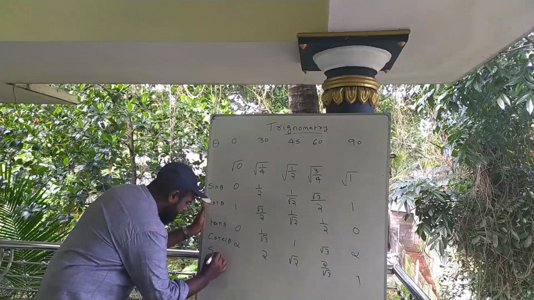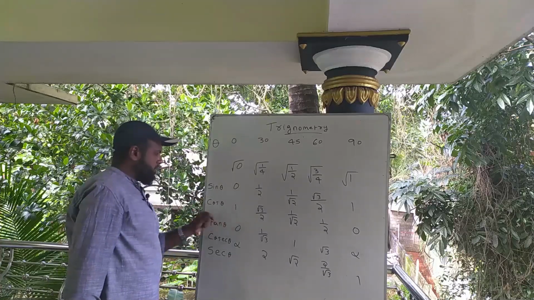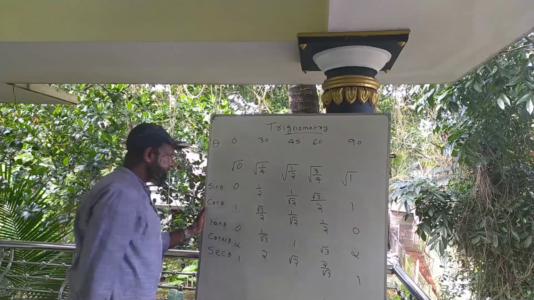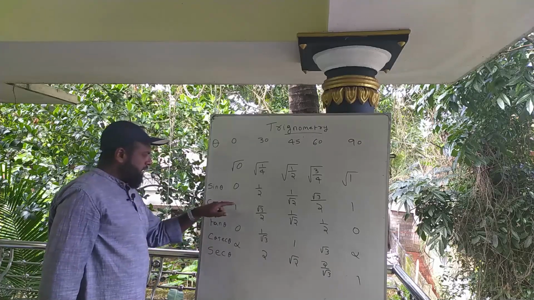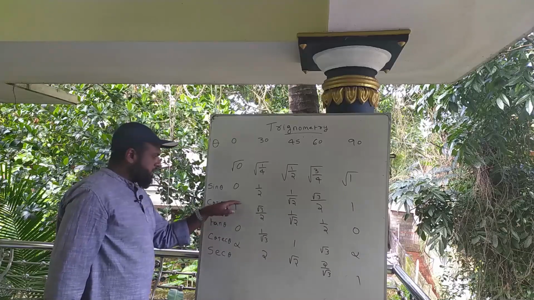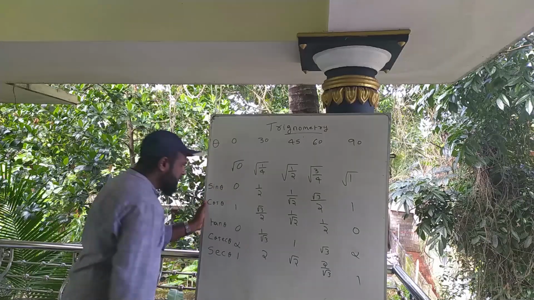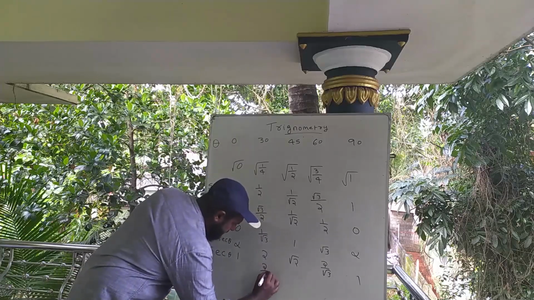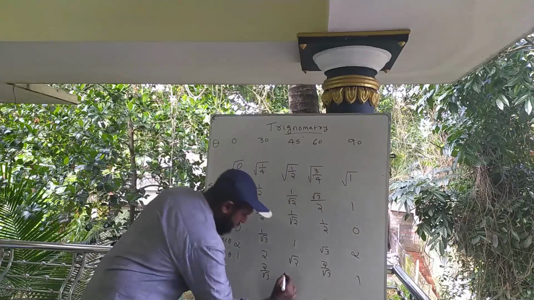Next, sec theta. Here sec theta is the reciprocal of cos theta. First of all, we have to find sec 0. Sec 0 equal to reciprocal of this number, reciprocal of 1 equal to 1 itself. What is the reciprocal of this number? 2 by root 3. What is the reciprocal of this number? Root 2.